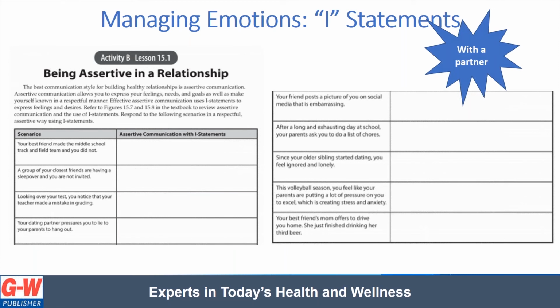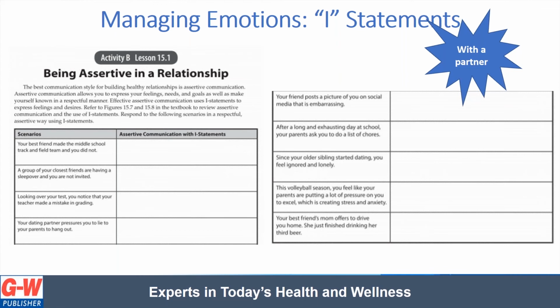So here's another activity for students to manage their emotion and practice the I statements. This is a workbook page from our middle school program, Being Assertive in a Relationship. And I would actually have students do this with a partner. I think it's great for them to talk about these situations and scenarios and what they may be feeling, and then also practice talking about it and stating these I statements.